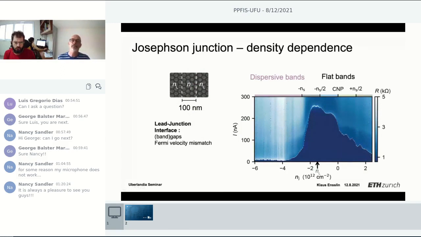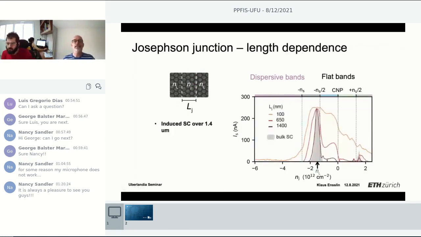And here, there are three examples now. You see the center junction, you can make it as narrow as 100 nanometers. And then you see very nicely the supercurrent coming up and going down again as you go through the superconducting transition in the junction. You can also use the other two gates and you can make the junction 650 nanometers or 1400. And even for the longest one, we do see Josephson junction behavior. That means our Cooper pairs go through an insulating junction that is 1.4 microns in length. It's something which we don't understand. But it means that the coherence length has to be at least as long as that.